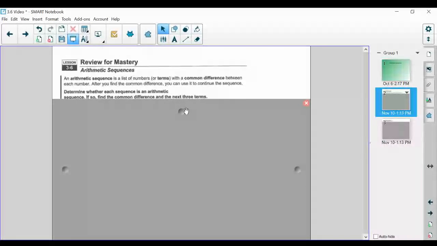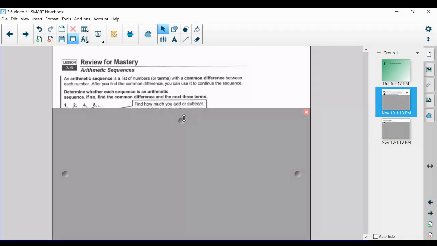So for example, let's go through one that is not going to be an arithmetic sequence. The first question that we're going to be doing is we're going to try to determine whether each sequence is an arithmetic sequence. If so, we want to find the common difference and the next three terms. And again, the common difference is the number that we add or subtract each time, and that stays consistent. So if we have the numbers 1, 2, 4, 8, so on and so forth, we want to find out how much we're going to add or subtract as we move from term to term.